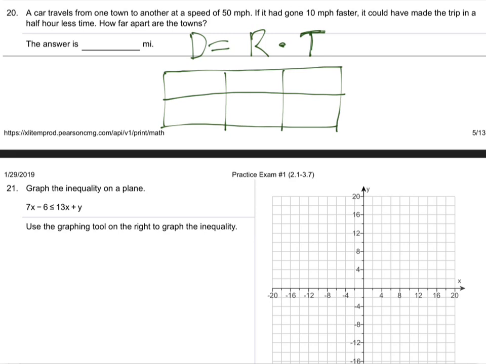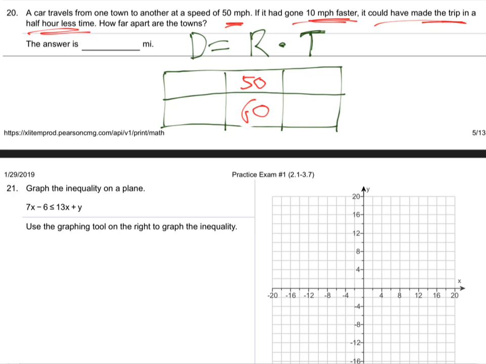Okay, a car travels from one town to another at 50 miles an hour. So 50 miles an hour, is that a distance, rate, or time? That's a rate, that's a speed. 50, that's the rate. Oh wait, we don't know that's the rate for both. If it had gone 10 faster, what rate would that be? 60. If it had gone at 60, right? 10 faster, it could have made the trip in half an hour less time.